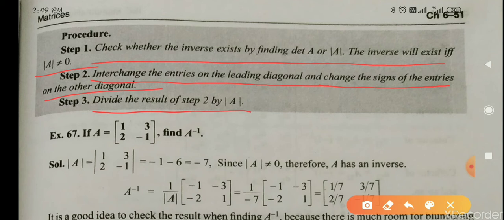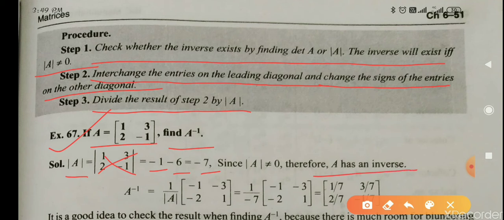So here you can see one example is given, example 67. A is given as 1, 2, 3, -1. A inverse you have to find. So first of all, you find the determinant: 1 times -1 is -1, 2 times 3 is 6, so -1 minus 6 is -7. So it is not 0, so the given matrix is a non-singular matrix, and its inverse exists.